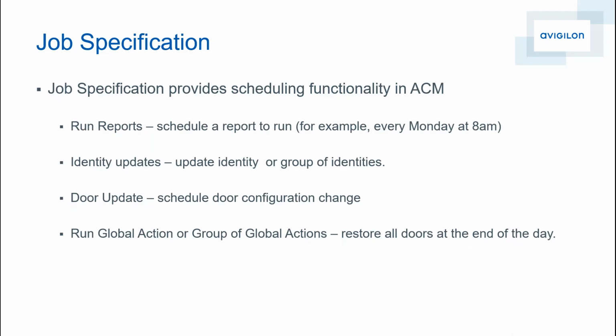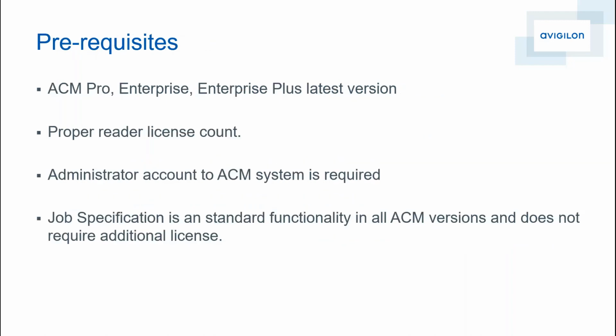Also very useful to run global actions. So if you want to run a global action under a schedule, for example, one that is very popular, I can restore all doors at the end of the day. So people run door unlocks all day long. They unlock doors here and there. You could run a job specification every day at the end of the day just to restore the doors to their normal configuration so you don't leave any door either unlocked or locked somewhere. So very useful type of scenario.